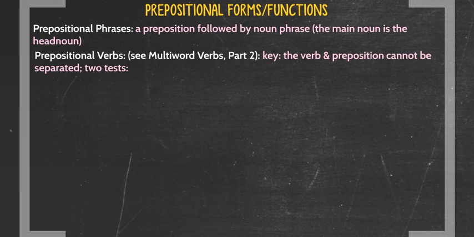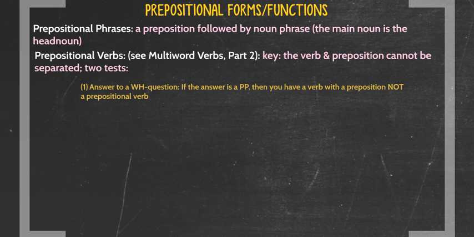There are 2 additional tests. I know just what you are looking for, so get ready. I'm sure we'll be lucky enough, maybe Yevka will put together another really nice scheme for us. But here we go. The first test is the answer to a WH question. If the answer is in the form of a prepositional phrase, or a PP, then you definitely have a verb with a preposition and not a prepositional phrase.